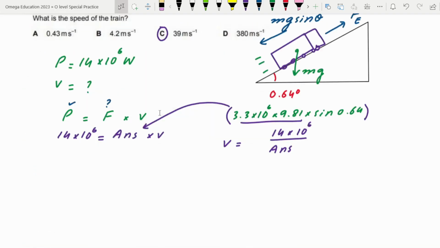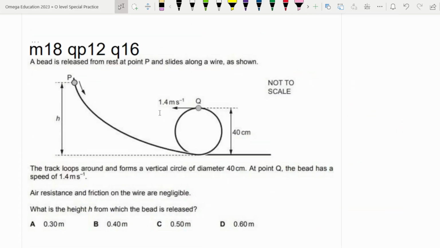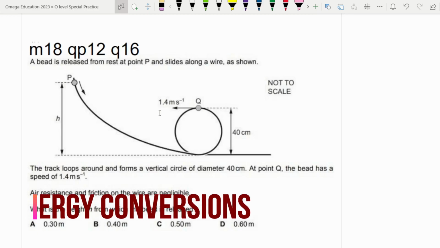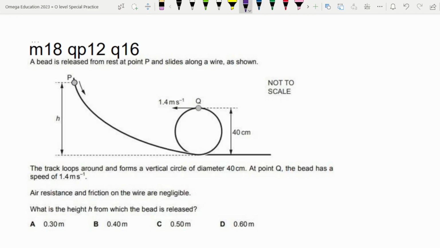Okay, now we have the questions on the energy changes, all of them. So let's start off with this one. So here we have the next question.